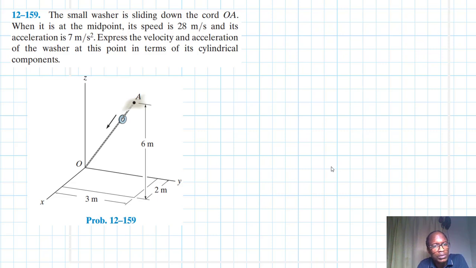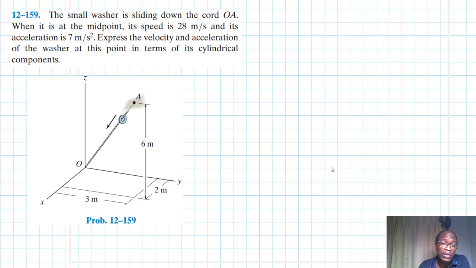The problem reads that the small washer is sliding down the chord OA when it is at the midpoint. Its speed is 28 meters per second and its acceleration is 7 meters per second squared. Determine the velocity and the acceleration of the washer at this point in terms of cylindrical coordinates.